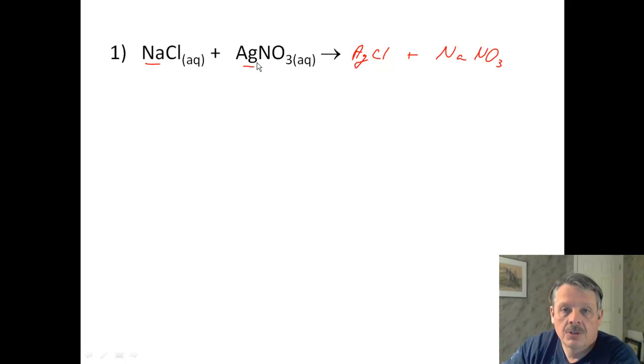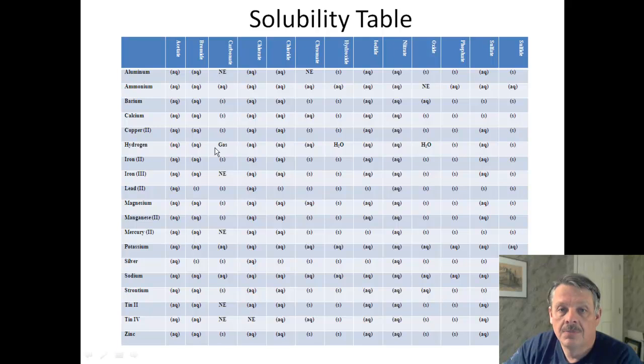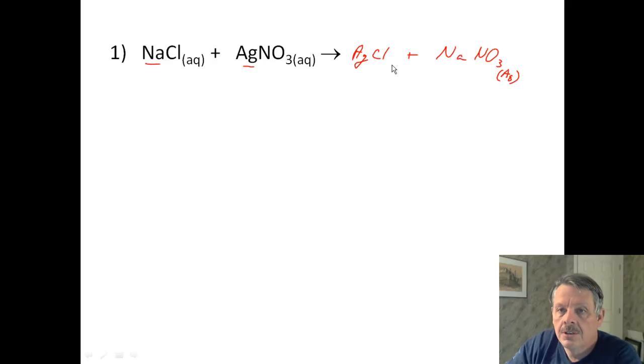Now we've already figured out that salt and silver nitrate are aqueous. You're given that, and you should know that anything with nitrate is aqueous. So the question is, is silver chloride a solid or is it not? So if we look down, we look for silver and we look for chloride. Here is silver and here is chloride. Silver chloride is right there, and it is a solid. So silver chloride is our solid, so that goes there.